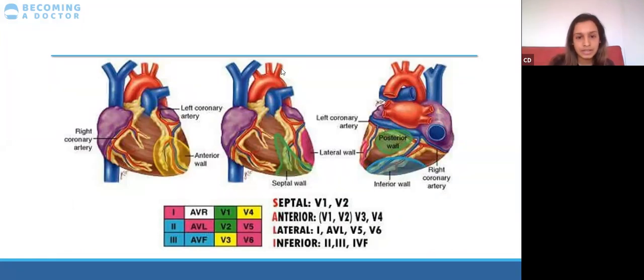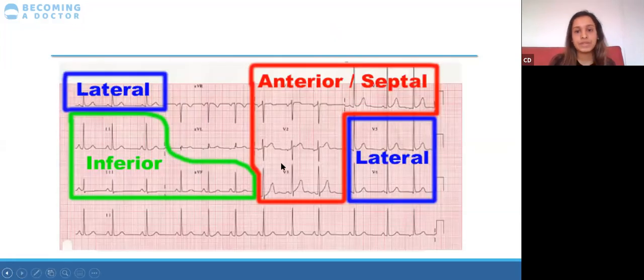Someone's just asked, why do you get changes in certain parts of the ECG? So if I just go back for you. Why would you get changes in certain parts of the ECG? So for example, if the heart muscle is damaged, it's not going to contract properly. So that's what would happen in a myocardial infarction.